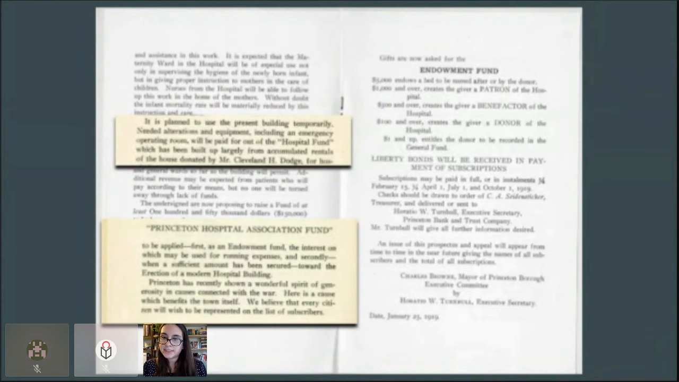and encourage the town, saying, Princeton has recently shown a wonderful spirit of generosity in causes connected with the war. Here is a cause which can benefit the town itself. We believe that every citizen will wish to be represented on the list of subscribers. So already in 1919, we've finally established Princeton Hospital, but we're still thinking of what the next steps would be.